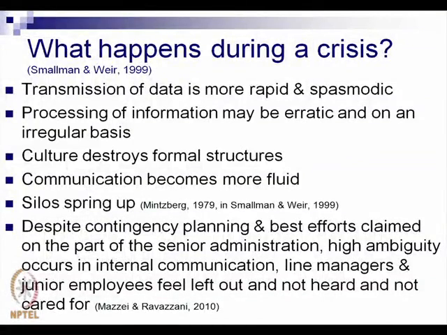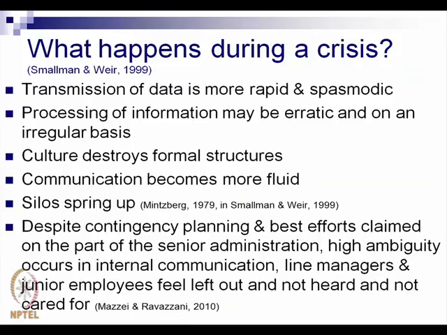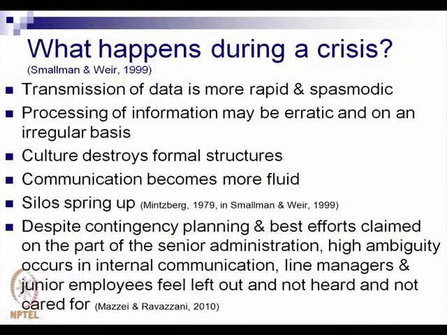Despite contingency planning and best efforts claimed on the part of senior administration, high ambiguity occurs in internal communication. Line managers and junior employees feel left out and not heard and eventually not cared for, because the information is spasmodic, rapid, just in spurts. No one knows what is happening, where it's happening, so the smooth functioning is disrupted, and that results in a situation where people at the front line, people who can actually do something, don't really know what is going on. And these are some of the things that can happen to the communication in an organization when a crisis strikes.